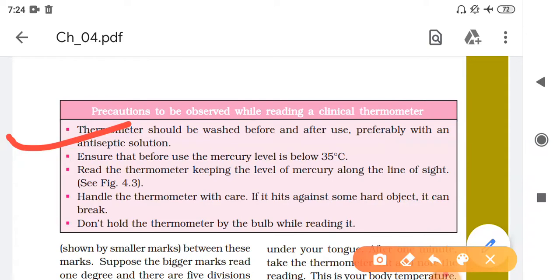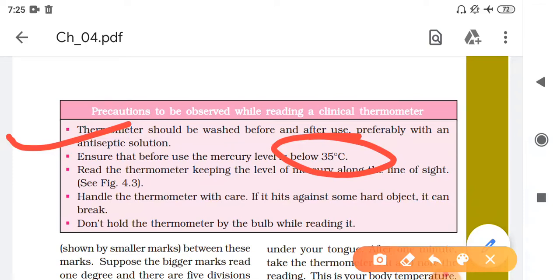Ensure that before use the mercury level is below 35. Why is this below 35, dear students? Because our normal body temperature is 37 degree Celsius. If it goes beyond that, the 37 degree, that means you have a fever. That means something is wrong in your body.